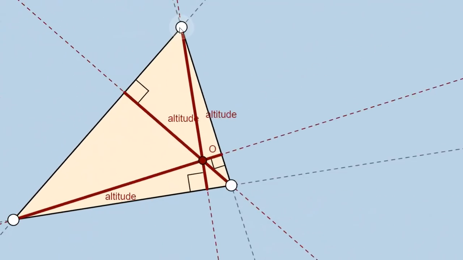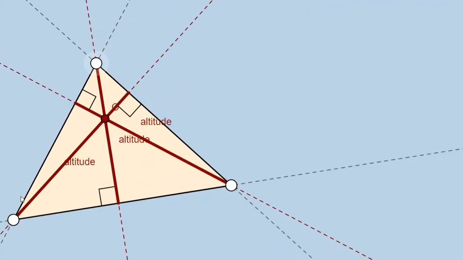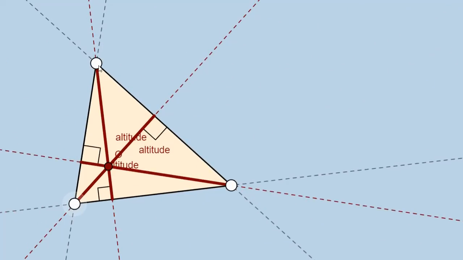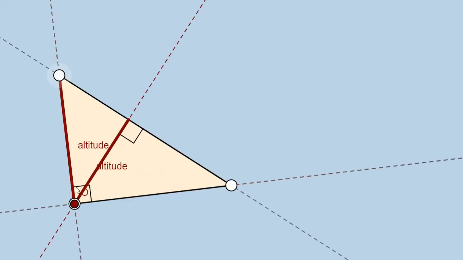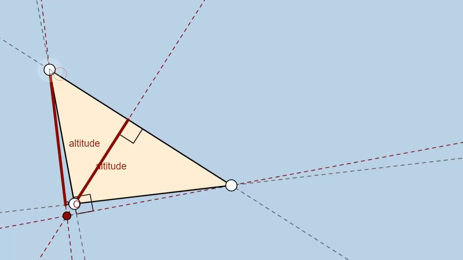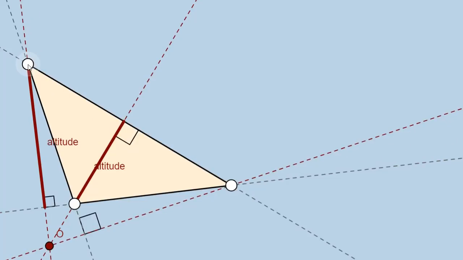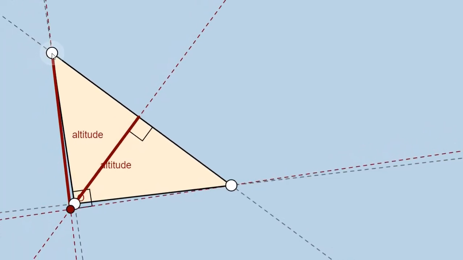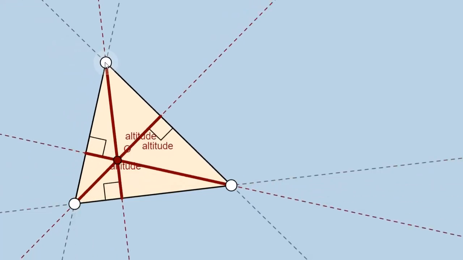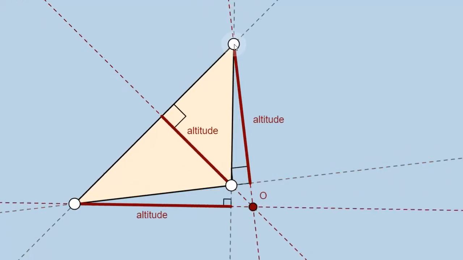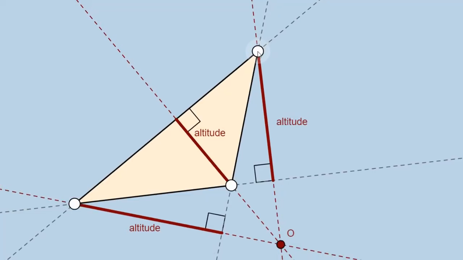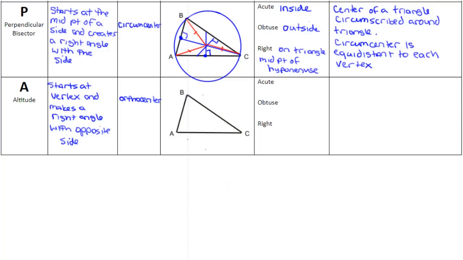So here we've got three of them. You notice how the orthocenter is on the inside while the triangle is acute. When I make it a right triangle, you'll notice that the orthocenter is at the corner where the right angle is, and if I make it obtuse, it goes outside the triangle. So it's acute, it's inside, and when it's a right triangle, it's on the corner of the vertex, and when it's obtuse, it goes outside the triangle.